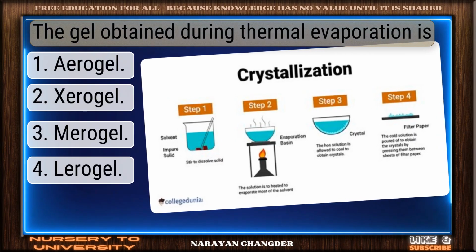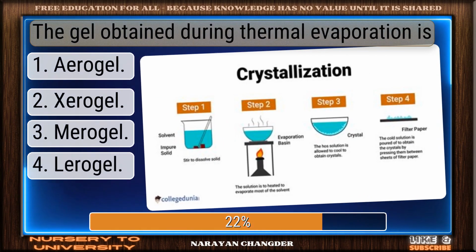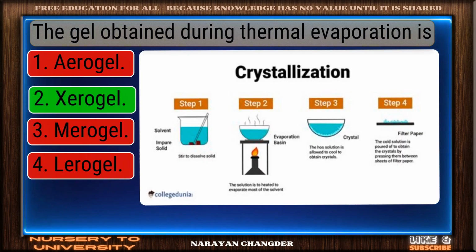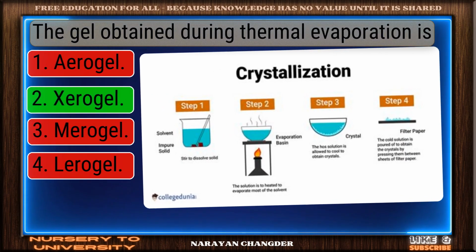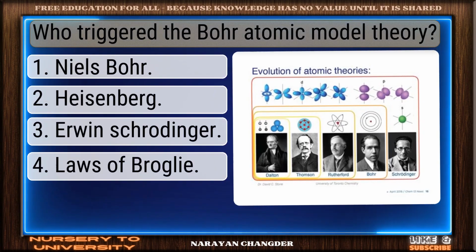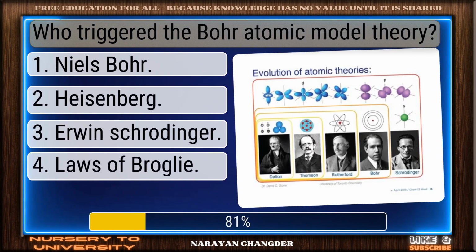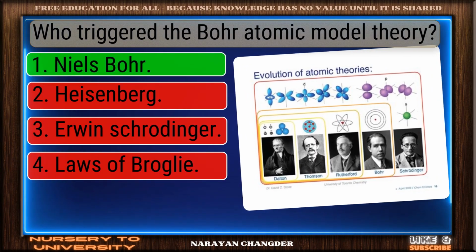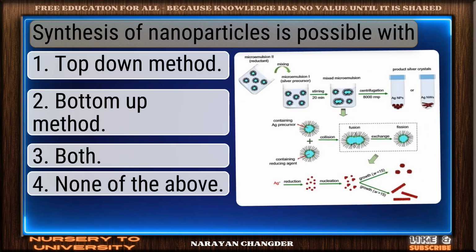The gel obtained during thermal evaporation is? On track. Ceragel is the correct answer. Who triggered the Bohr atomic model theory? Well done. Niels Bohr is the right choice.